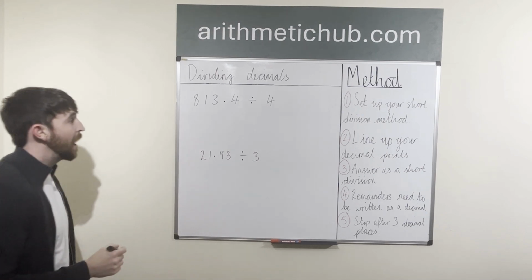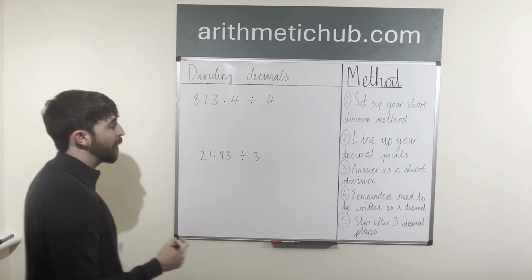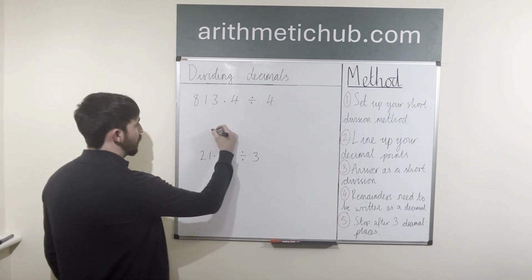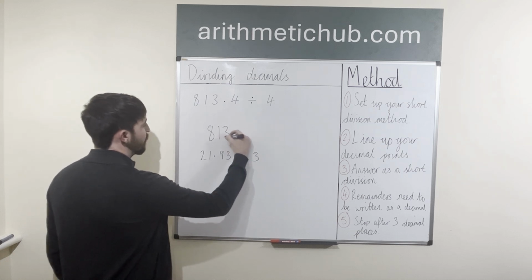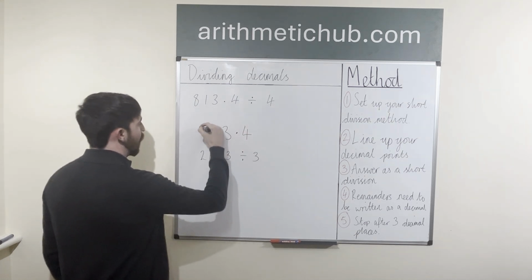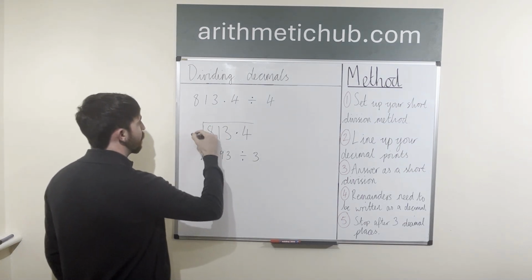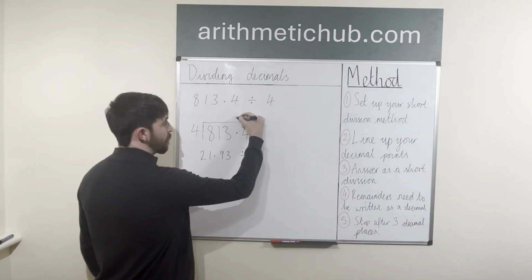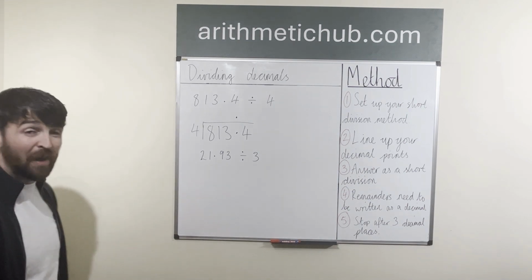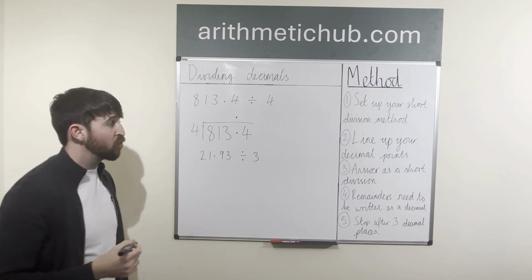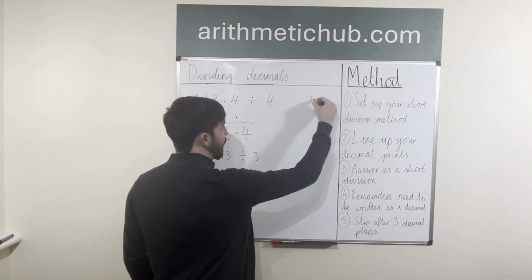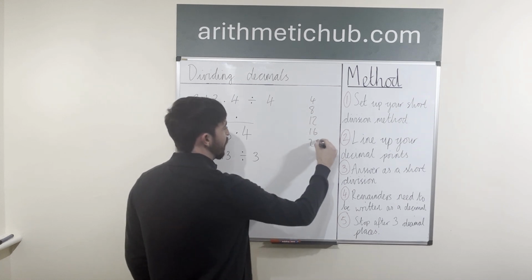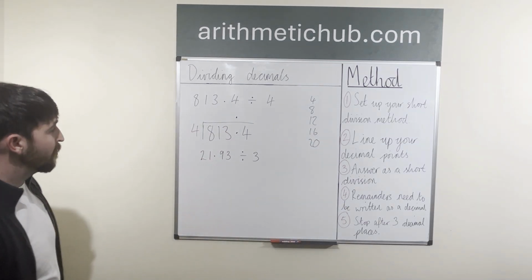So let's have a little look at 813.4 divided by 4, okay? So first thing we're going to do, set up your short division method. So we've got 813.4 and we are going to divide it by 4. Okay, so line up your decimal points. Once you've lined up your decimal points, this is basically just exactly what you would normally do for a short division method. If you want to write out your 4 times tables to help you out, you can absolutely do that. 4, 8, 12, 16, 20, but as usual, we only go to 5 lots.